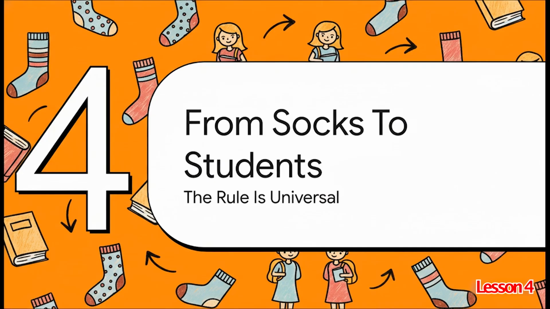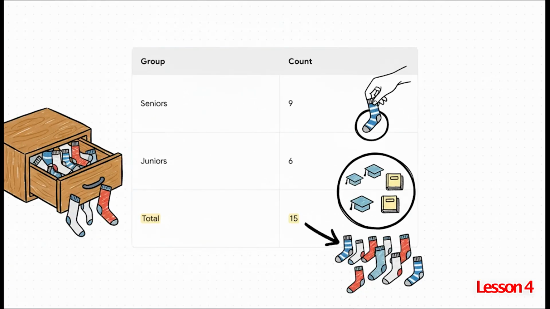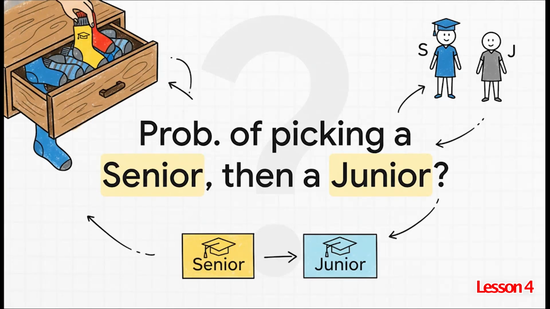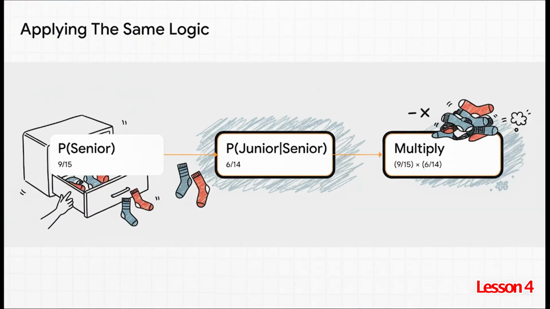Right, let's use a slightly different example because this rule will always work. Okay, we've got a new group. We've got 15 students. 9 are seniors and the rest are juniors. What's the probability of first picking a senior and then picking a junior? But the picking a junior depends on the senior having already been picked.